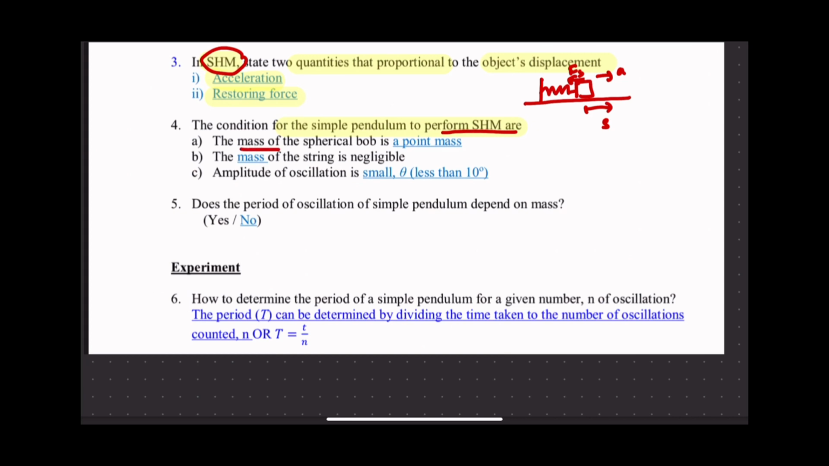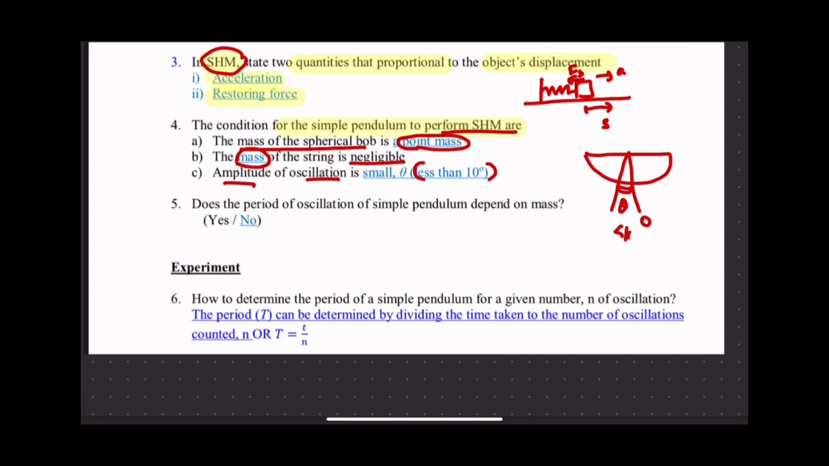First, the mass of the spherical bob is a point mass. Then the mass of the string is negligible. The amplitude of oscillation is small, less than 10 degrees. This is the angle to the vertical, meaning 10 degrees to the vertical. If you want to do this, the angle at the starting point must be less than 10 degrees.